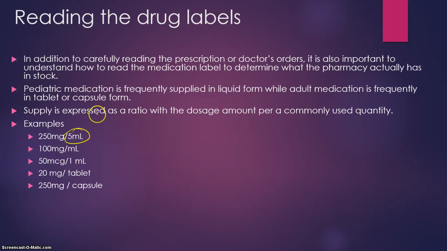1 teaspoon is equivalent to 5 ml, right? So what does that mean? That means for every teaspoon, the patient is getting 250 milligrams of medication. Now there's also 100 milligrams per ml, 50 micrograms per 1 ml, 20 milligrams per tablet. That means that every time a patient is taking the tablet, they're getting 20 milligrams of medication. The same thing applies to 250 milligrams per capsule.